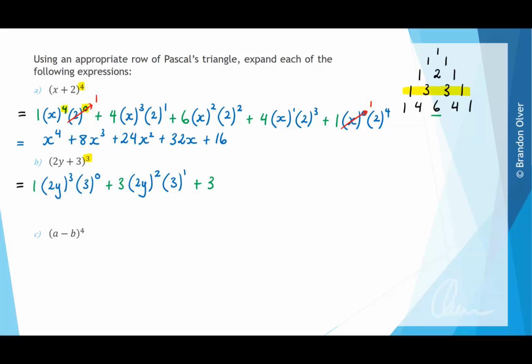Plus our next expansion coefficient, which is 3. And then it becomes (2y) to the power of 1 and 3 to the power of 2. And finally we have plus 1.